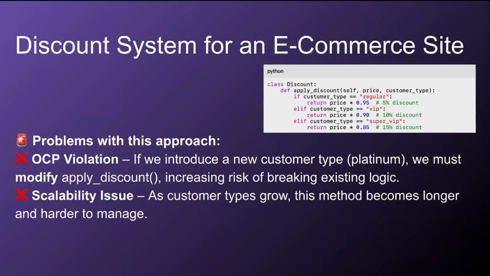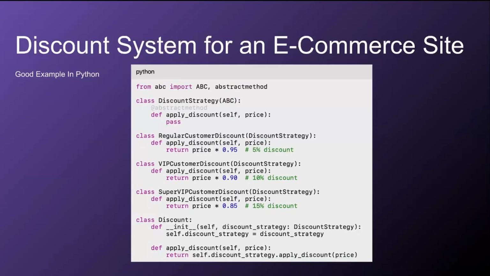And there is a scalability issue. As customer types grow, the method will become longer and harder to manage. If there are 100 or 200 customer types, then this apply_discount method will be really long. It's not practical, and it's not a good thing to have these large methods. It always indicates that something is wrong in your design principle, not functionality-wise. But now let's see how we can fix this.